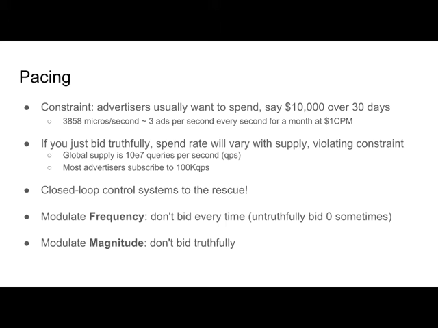You can modulate the frequency, so you can sort of not bid every time, or you can modulate the magnitude, so you can bid less untruthfully. Actually, both of these are bidding untruthfully, because if you're modulating frequency, you're essentially untruthfully saying, no, this impression is worth zero. I don't want to buy it. So essentially, right away, we get off the tracks theoretically, because we need to do something other than just bidding truthfully because of real-world constraints like lack of infinite budget. That was basically the point of that slide.